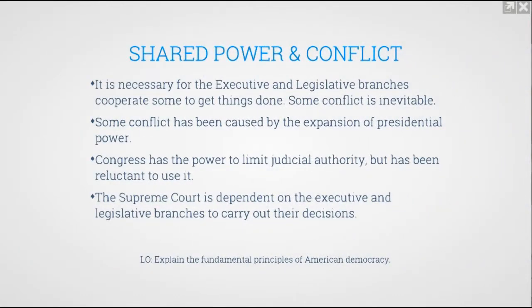Shared power and conflict. It is necessary for the executive and legislative branches to cooperate some to get things done. Some conflict is inevitable. Some conflict has been caused by the expansion of presidential power. Congress has the power to limit judicial authority, but it has been reluctant to use it. The Supreme Court is dependent on the executive and the legislative branches to carry out their decisions.